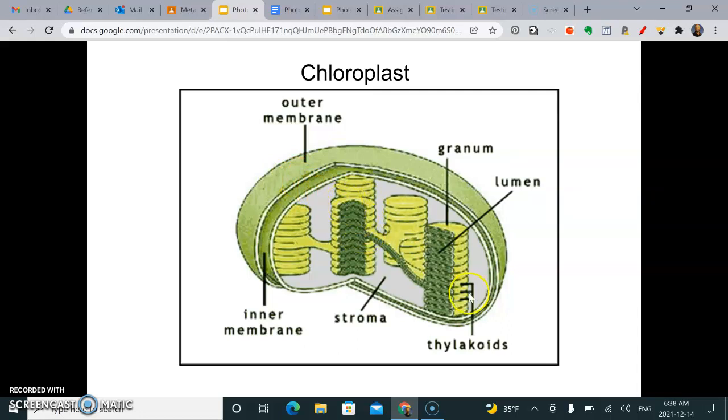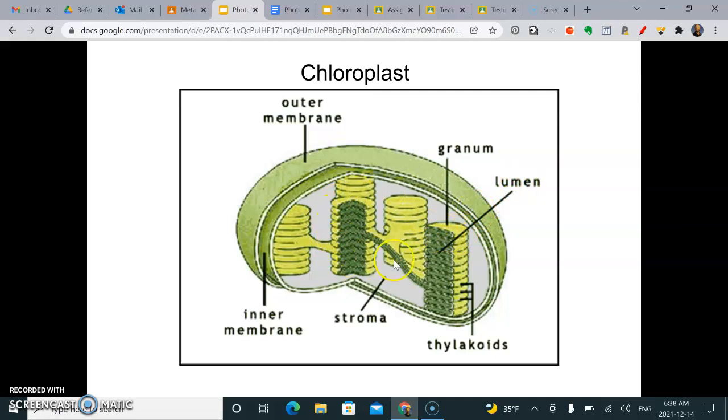Each individual disc is called a thylakoid, and then the stack itself is called a granum, and the plural is grana. Okay, so granum is this whole stack. Each little disc is called a thylakoid. Important reactions happen across the thylakoid membranes. And the inside of the thylakoid, the opening, is called lumen. So lumen is any kind of opening. Like when you think about your intestines, the inside of your intestine is called the intestinal lumen. So whenever you see that word, it just means the inside or the opening.